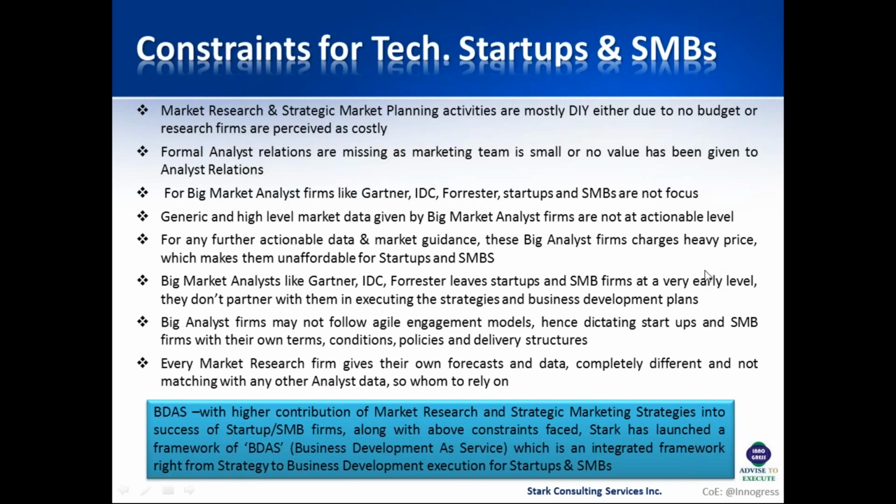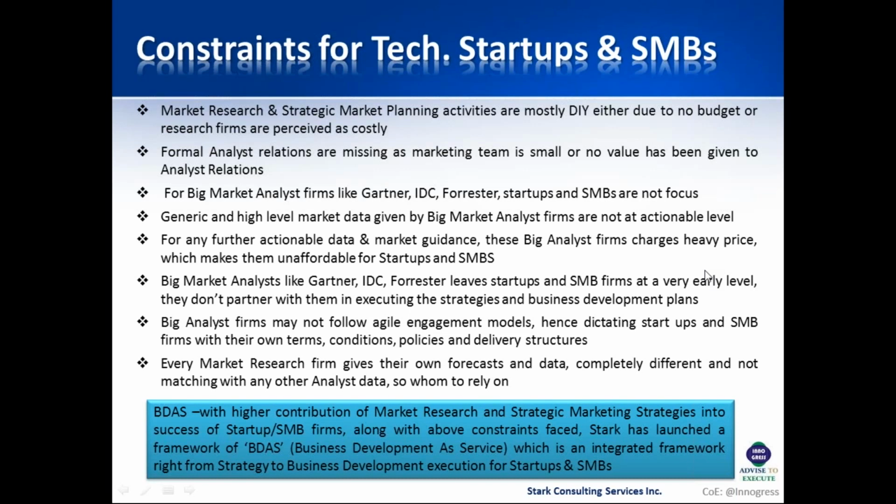So, identifying these constraints of startups and small tech firms, I, along with my founding partners, founded Star Consulting Services Inc. in the US and in India. We inaugurated it as a COE to address startup challenges and to focus purely on this segment, the startup and SMB tech market, because they are not assisted by the bigger analyst firms like Gartner and IDC.